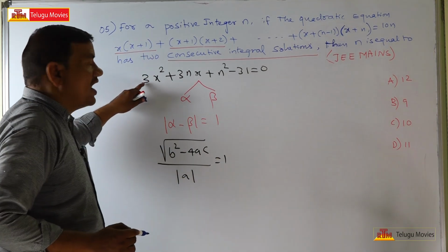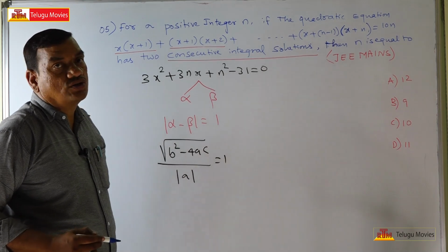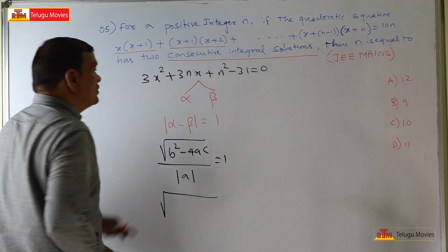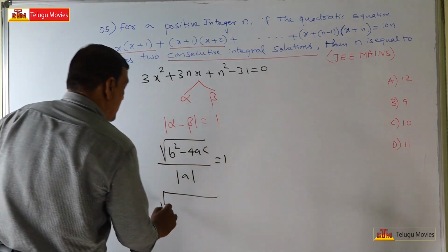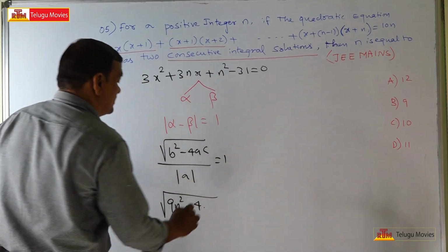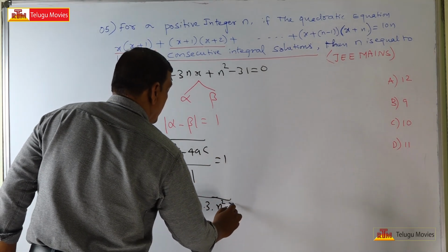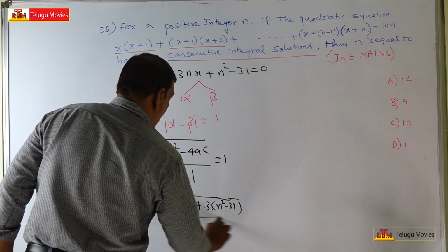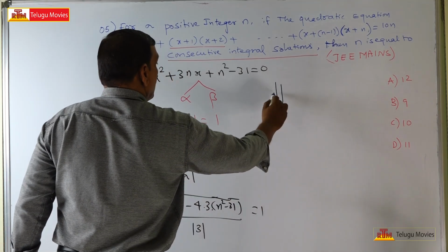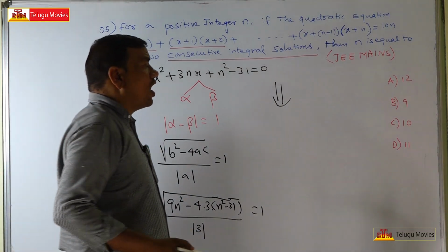So what is the a value? 3. What is the b value? 3n. What is the c value? n square minus 31. So substitute here: under square root of b square, means 9n square, minus 4a, means 3, c means how much? n square minus 31, upon modulus of 3 is equal to 1. If you solve this equation, there is no need to solve it, do the option verification.